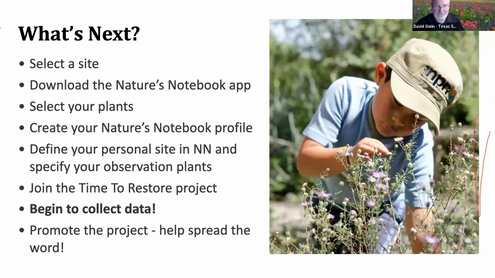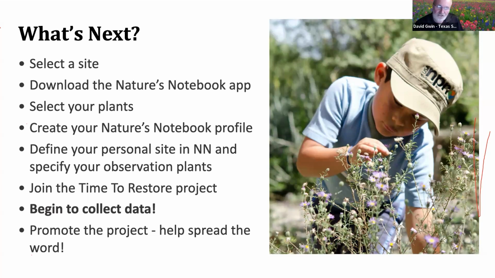You don't have to go back at the same time. It literally will take care of everything. It's just answering your yes/no questions about the plant you're observing, and then you move on through your day. It's a really easy process. Once you have that set up, you're now ready to begin collecting data.